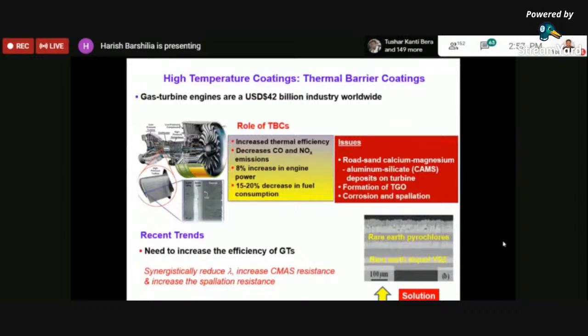This is the thermal barrier coating, which is another important aspect in the aerospace sector. It's a huge industry, about $40 to $50 billion worldwide.